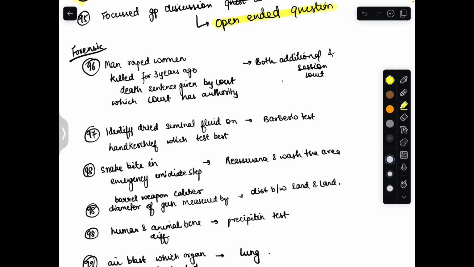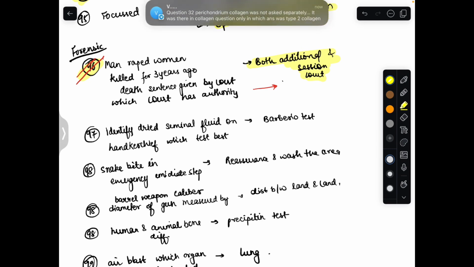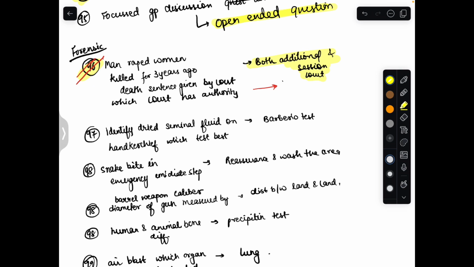Now for forensic, the 96th question: a man raped a woman and killed her 3 years ago, and a death sentence was given by the court. Which court has authority? Some teachers said both the additional and session court, but some said only the session court will give the sentence. So I don't know the correct answer for this question. Now for the 97th question, identify dried seminal fluid on a handkerchief. Which test is best? For this, the Barberio's test is the best one.